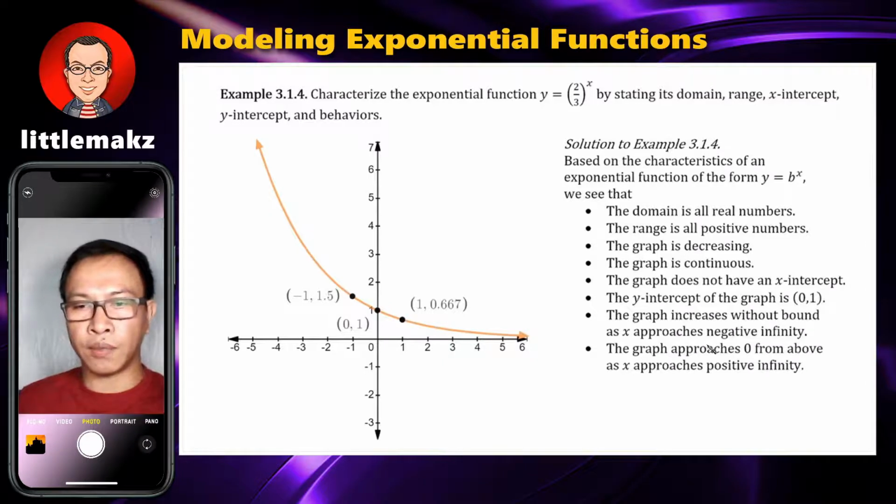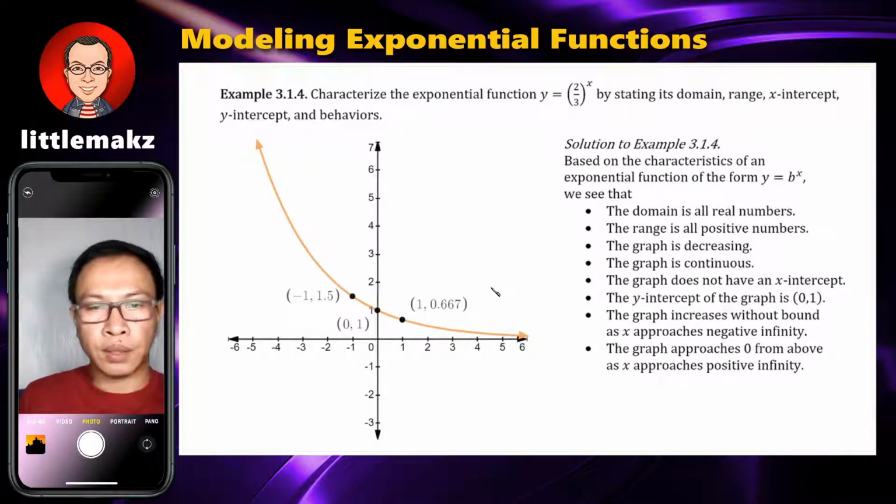The behavior of the graph is this. The graph increases without bound as x approaches -infinity. So you see that our graph goes up as your x approaches -infinity. You would see here that your y goes up.